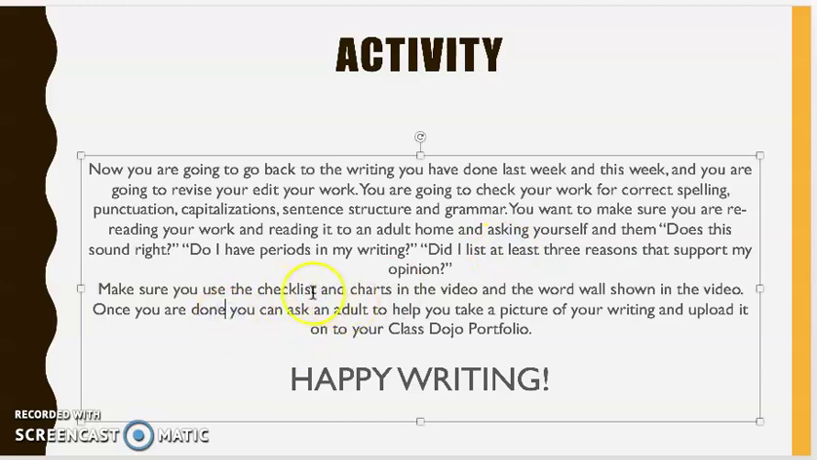Make sure you use the checklist and charts in the video and the word wall shown in the video to help you. Once you are done, you can ask an adult to help you take a picture of your writing, and you will upload it onto your Class Dojo portfolio.